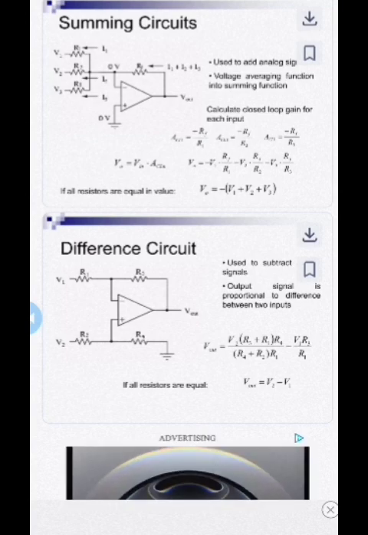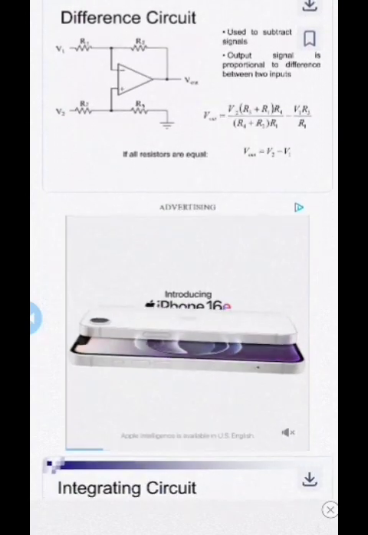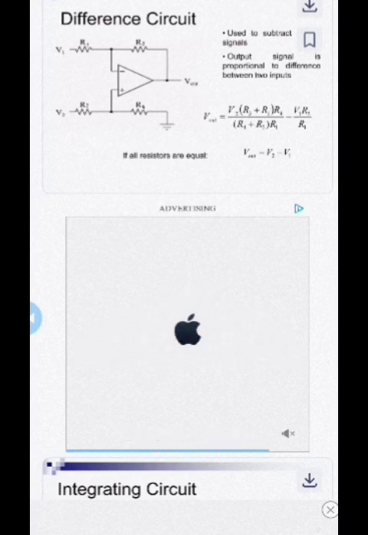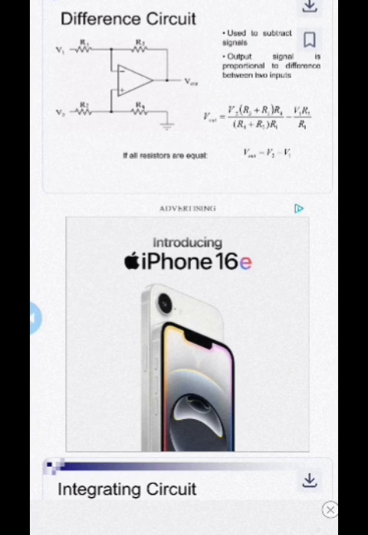The next one is the difference circuit. Difference means subtracting the signals. The output signal is proportional to the difference between two input signals. So in the output side you get the difference of the two input signals.